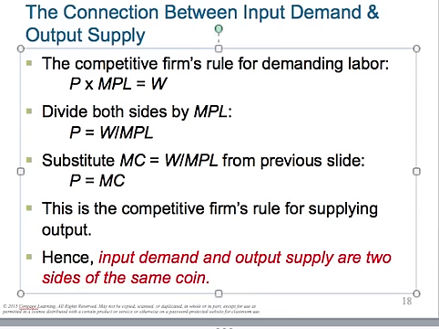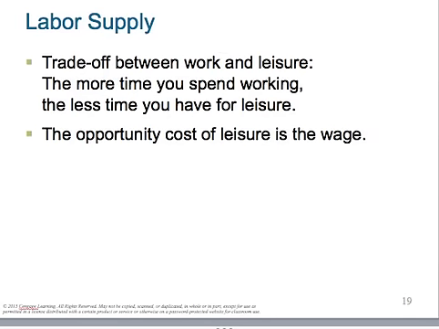This slide shows that when a competitive firm hires labor to a point where wage equals value of the marginal product of labor, it's also producing output to a point where price equals marginal cost. They're all one and the same in this example. Hence, the input demand and output supply are two sides of the same coin. Again, I keep hinting at that FYI box. You might want to take a look at it.